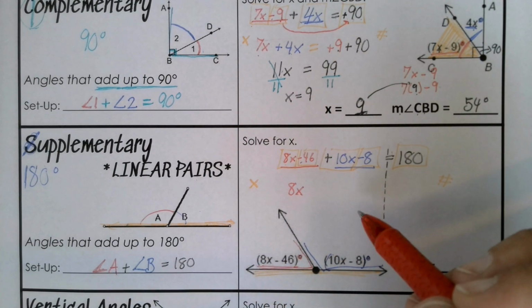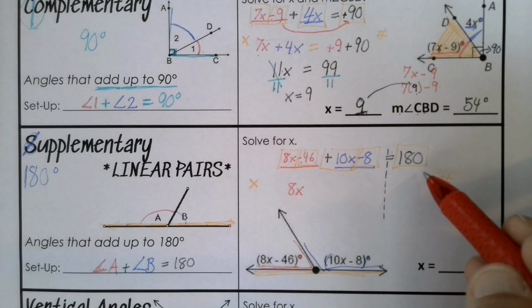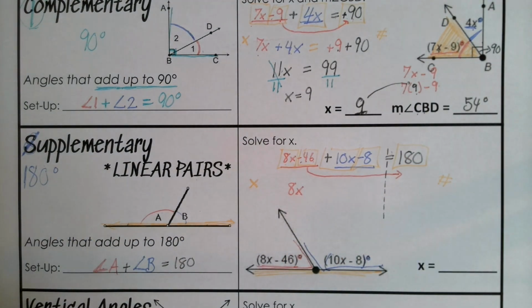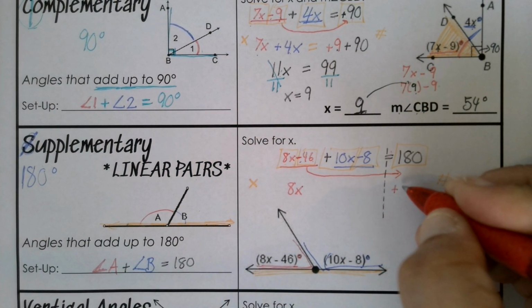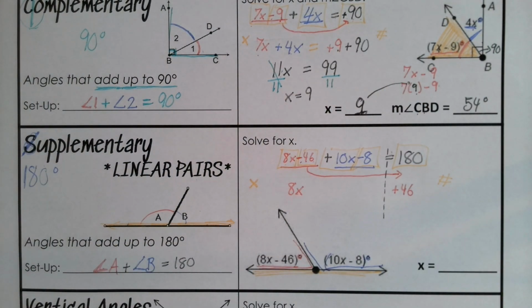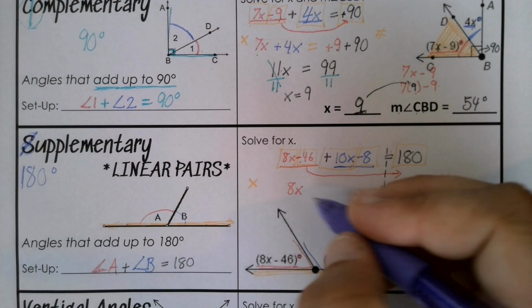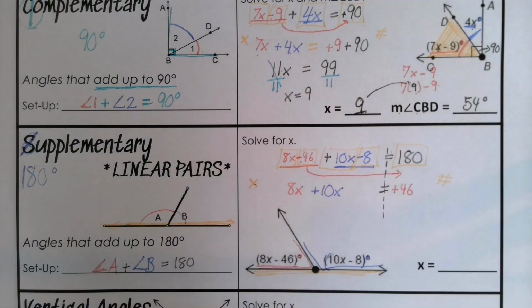Minus 46 has no x in it. It has to go to the other side. So it's going to go this way. That means it goes to the number side and it changes from a minus to a plus 46. Let me draw my equal sign. Okay. This 10x has an x in it, so it can stay on the x side. So plus 10x stays with x's.